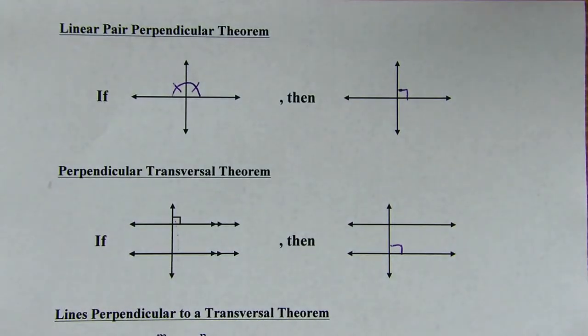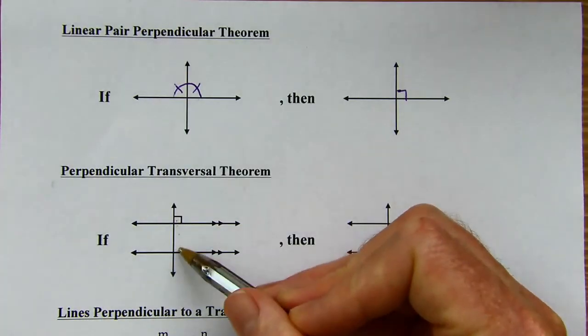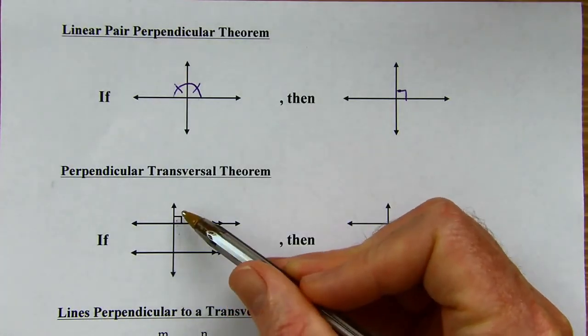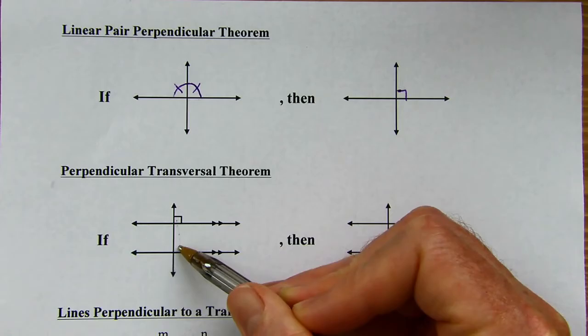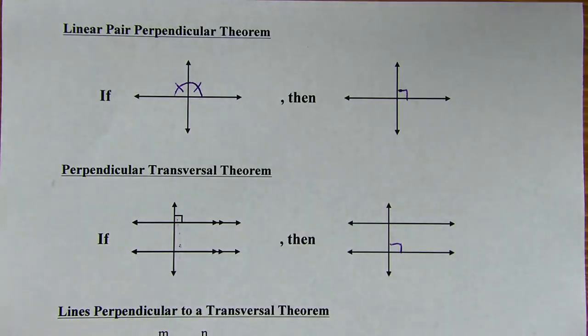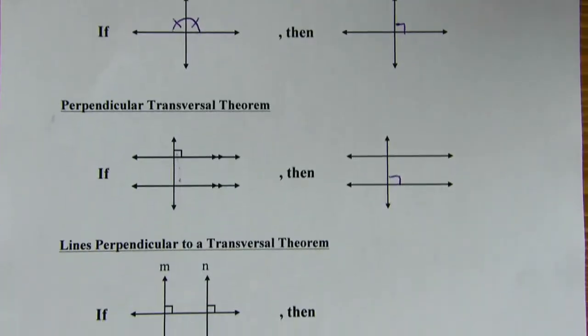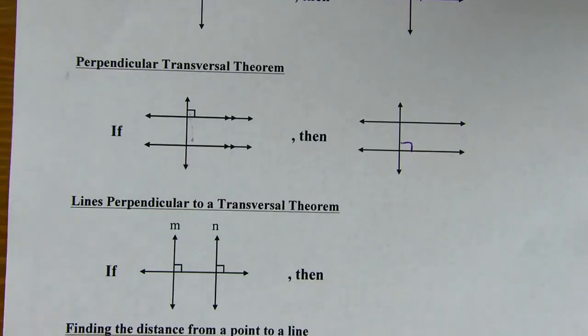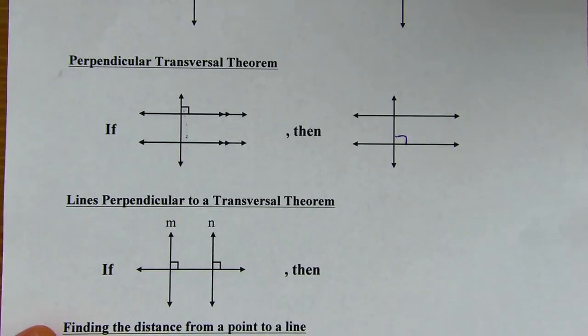Okay? And actually, you could do this with corresponding angles, right? Those two would be corresponding angles, which means that would have to be 90 degrees as well. Okay. All right, and then we've got the lines perpendicular to a transversal theorem.